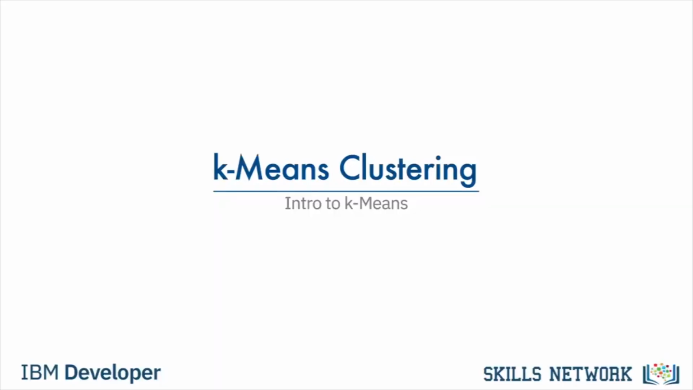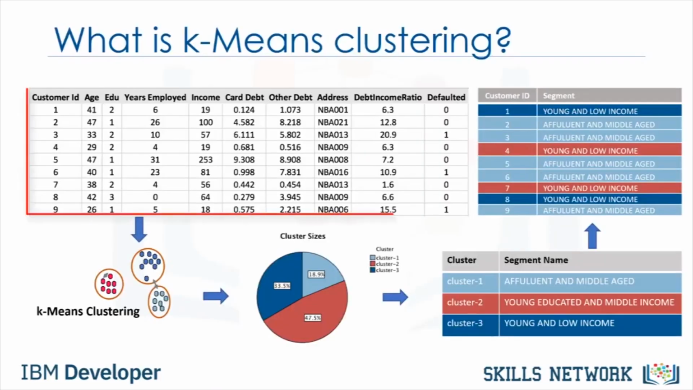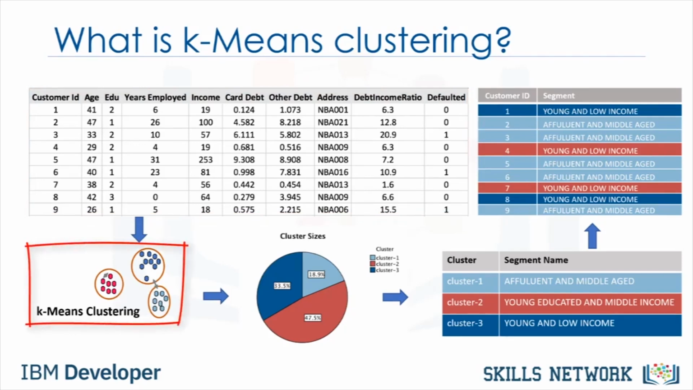Hello and welcome. In this video, we'll be covering k-means clustering. So let's get started. Imagine that you have a customer dataset and you need to apply customer segmentation on this historical data. Customer segmentation is the practice of partitioning a customer base into groups of individuals that have similar characteristics. One of the algorithms that can be used for customer segmentation is k-means clustering. K-means can group data only unsupervised, based on the similarity of customers to each other.